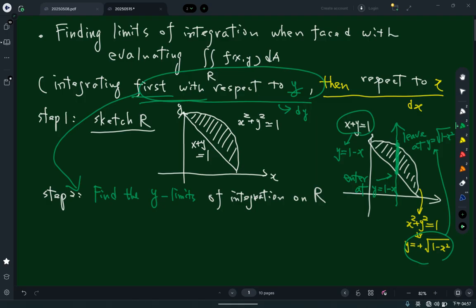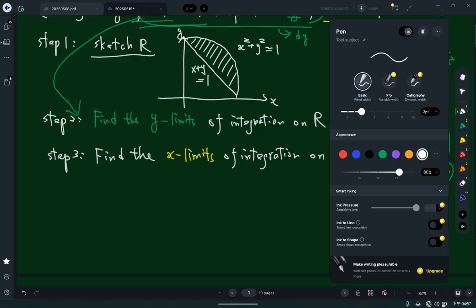For step 3, we will try to find the x limit of integration on y, on x. So I can continue to draw this for your reference.